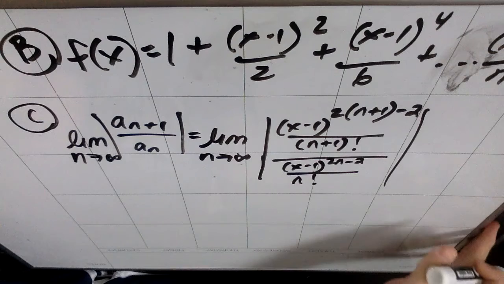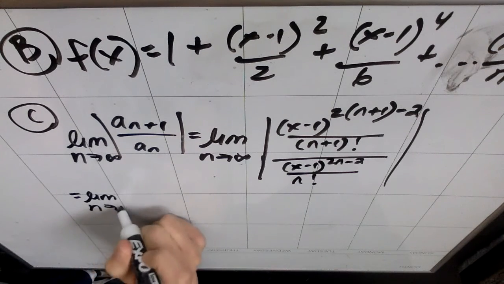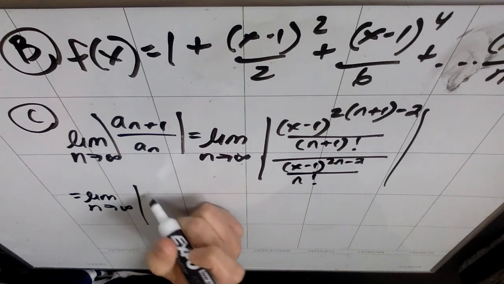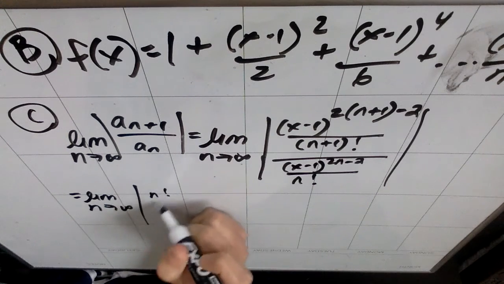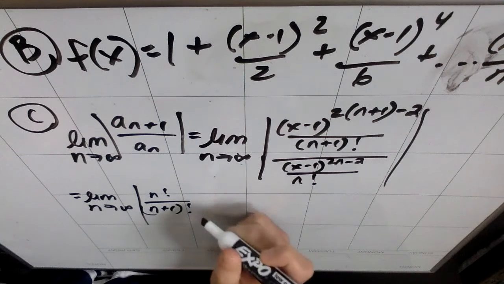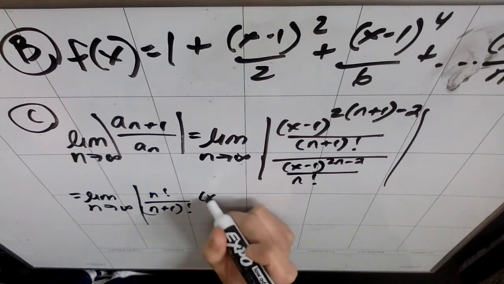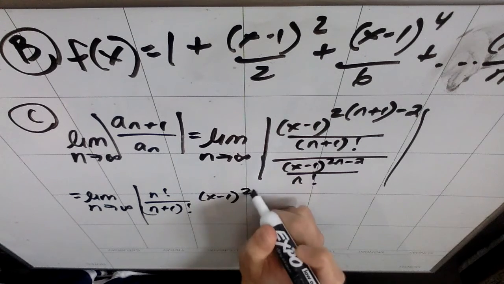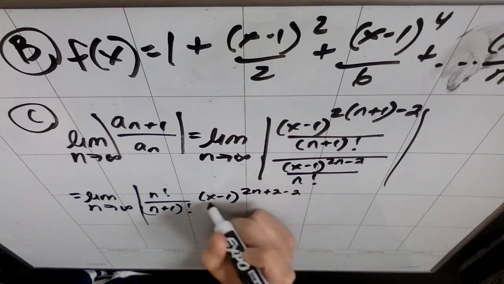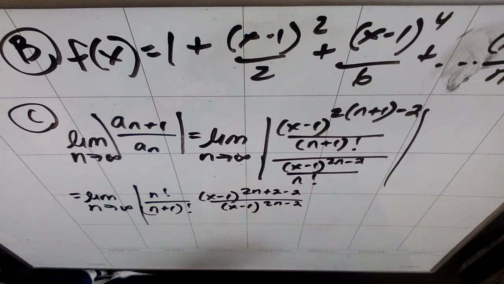So when I flip stuff over to clean it up, right, which we can probably get away with doing here because it's a slightly shorter ratio test problem than normal. So I'm going to go ahead and flip this up so the n factorial is on top of the n plus 1 factorial, right? And I'm going to get that this is an x minus 1 to the 2n plus 2 minus 2, which we'll deal with in a sec, over an x minus 1 to the 2n minus 2, right?